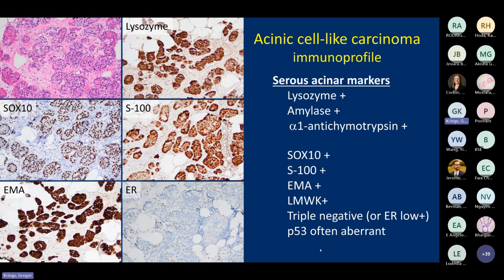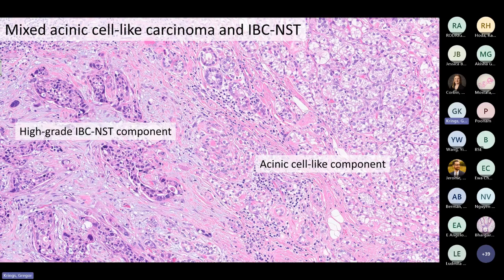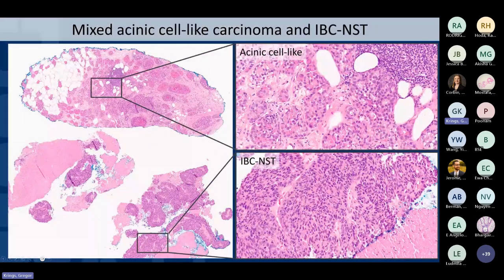And P53 can also be very helpful. It's often aberrant because P53 is often mutated in these tumors. Here's an example of an actinic cell-like carcinoma mixed with a high-grade triple negative breast cancer. And here's another example on core biopsy showing an area of well-differentiated actinic cell-like growth. And in another area of the biopsy, there's a high-grade triple negative breast cancer with necrosis.